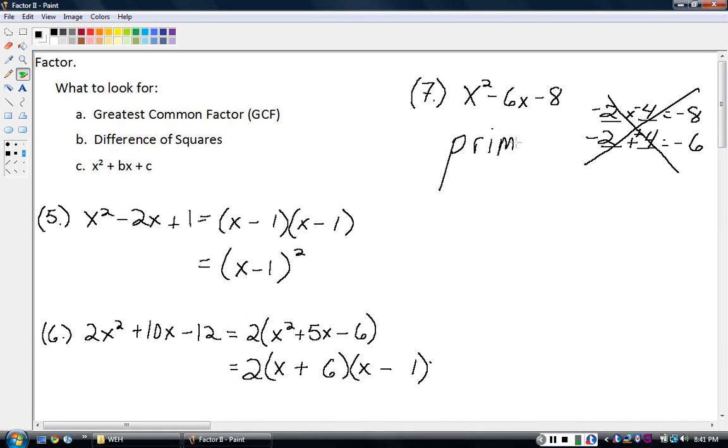Okay, there's no way to factor this guy. There are not 2 numbers that multiply together to give you negative 8 and add together to give you negative 6, so we say prime. Okay, doesn't factor. Let's do one more, and then we'll be done with this video. Factor this, x squared minus x minus 20.